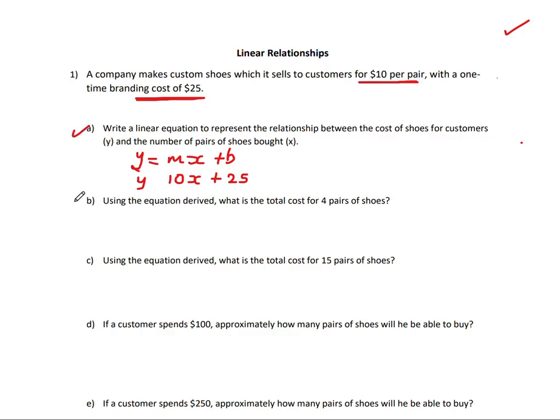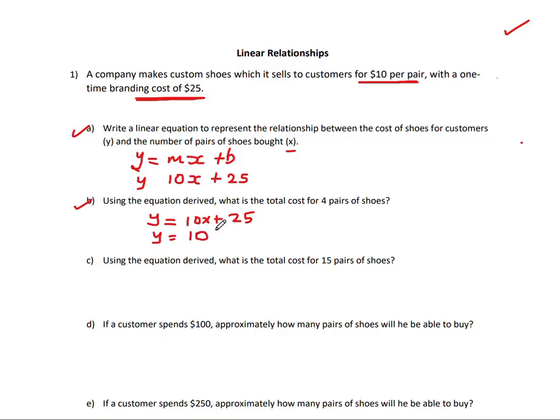Now we are asked in B to use the equation derived to find the cost of 4 pairs of shoes. So again, writing back the equation here, y equals 10x plus 25. We recall that x is our independent variable, which is the number of pairs of shoes bought. Since the equation asks what is the total cost of 4 pairs of shoes bought, then essentially we're asked to find the value of y when x is equal to 4.